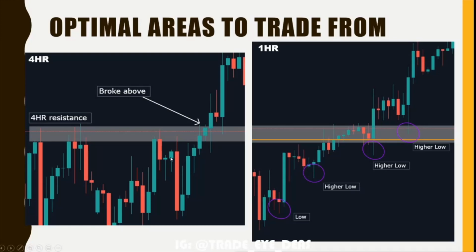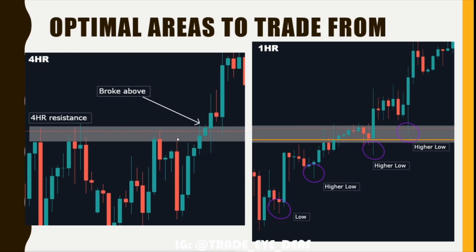We're also going to look at structures, which are going to be really useful for optimal areas to trade from. So we've got two charts here. The one on the left is the 4-hour, whereas the one on the right is the 1-hour. So we can see we've got a 4-hour resistance formed. This is shown here by these candles moving up and falling back down, moving up and falling back down. So if we label that on the 4-hour, we look, okay, this candle here broke above to the upside. That means this structure level, this series of highs here, has been broken.